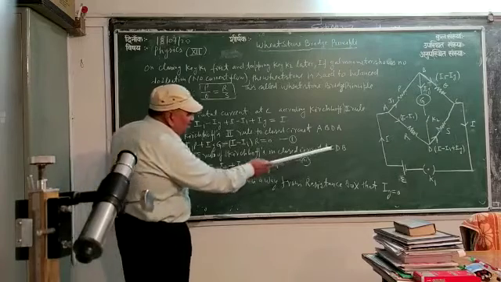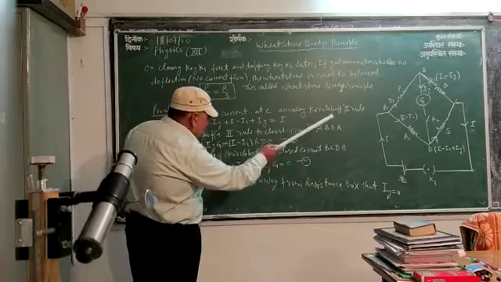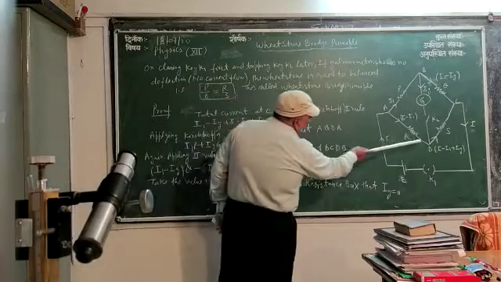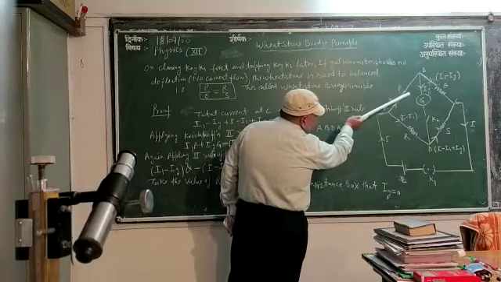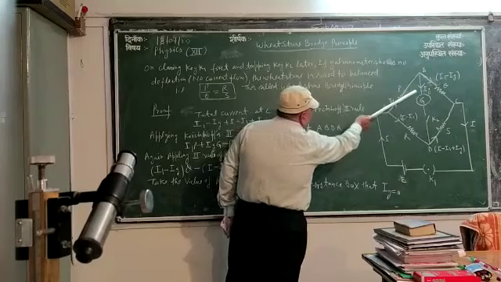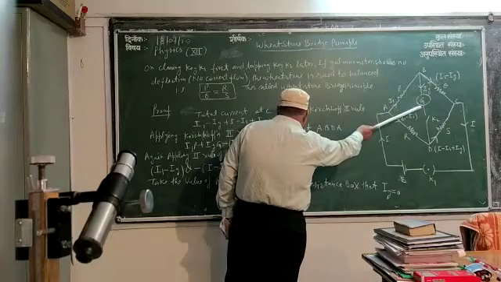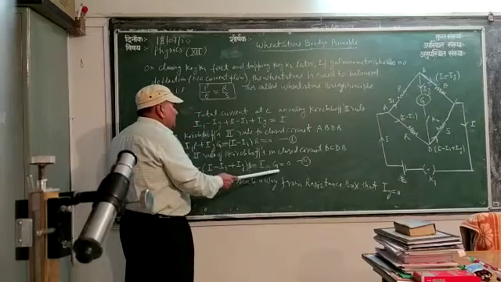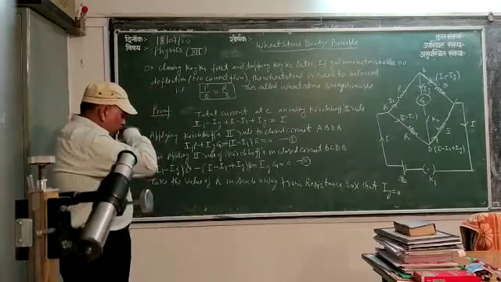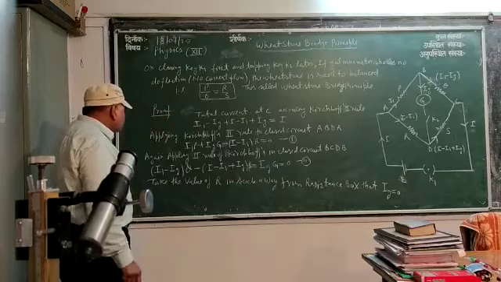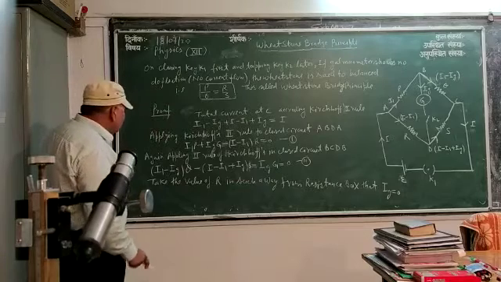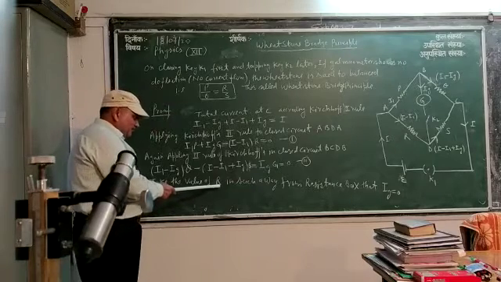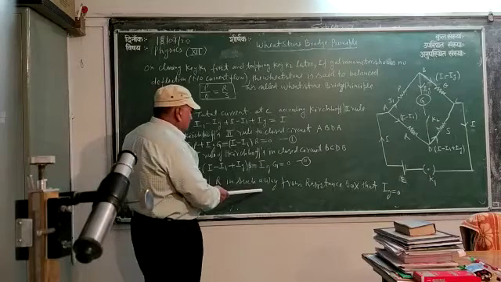When we are going from D to B, again we are going in the opposite direction of current. So the product of Ig and the resistance G will be taken as negative. That is Ig into G is equal to 0. This is the second equation.